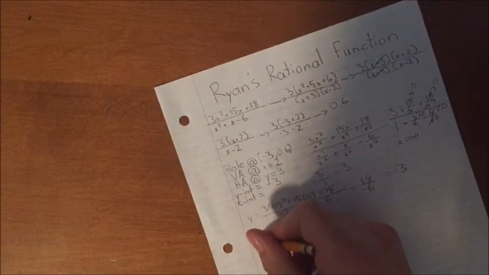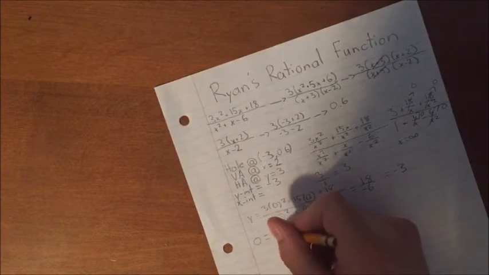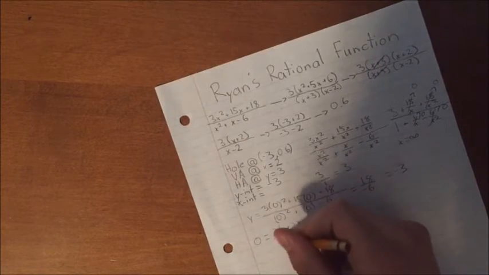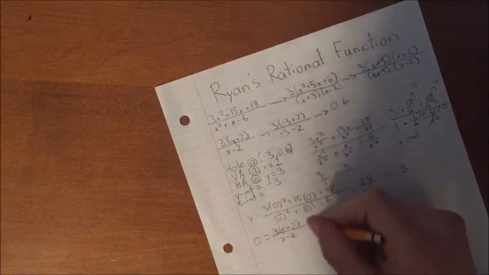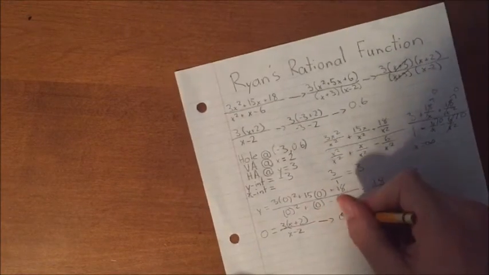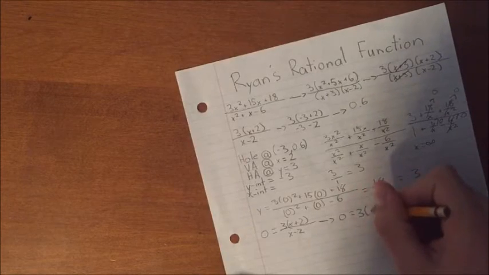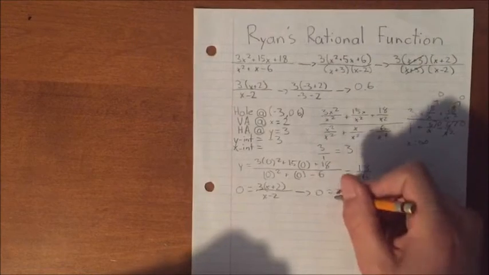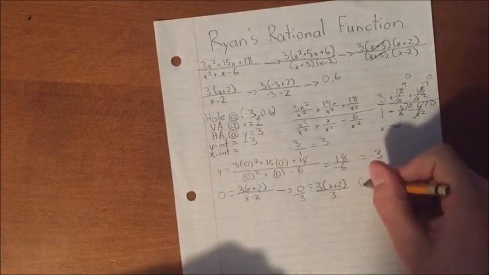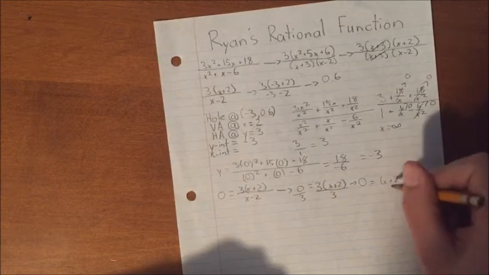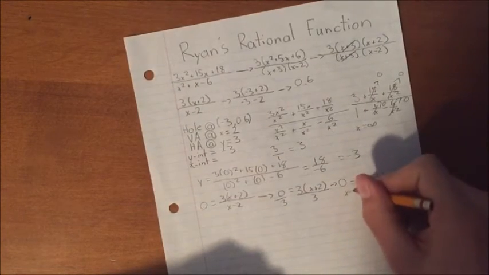Then for our x-intercept, we set y equal to 0, and we use our simplified one here just to make things easy. So that's 3 times x plus 2 over x minus 2. We multiply both sides by the denominator to get rid of the fraction. So that simply leaves us with 0 still on the other side. Now that we have our equation here, we divide both sides by 3, which gets rid of the 3. That'll leave us with 0 equals x plus 2. And then we move the 2 over to the other side, which will leave us with x equals negative 2.